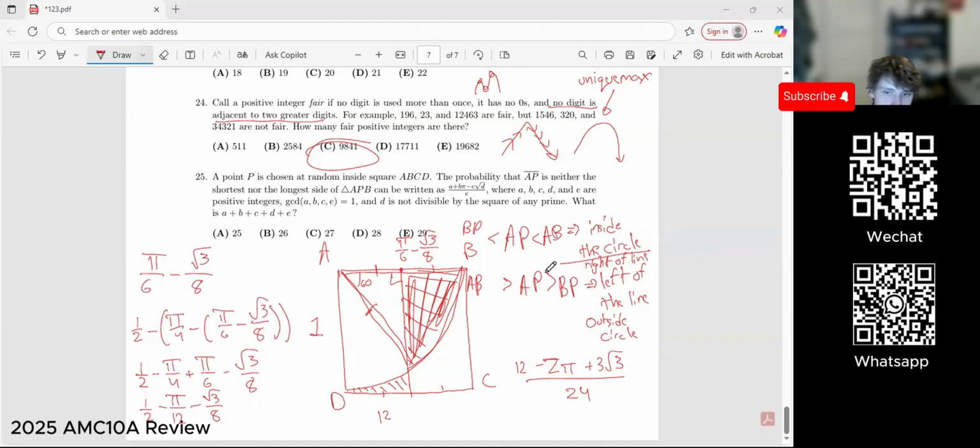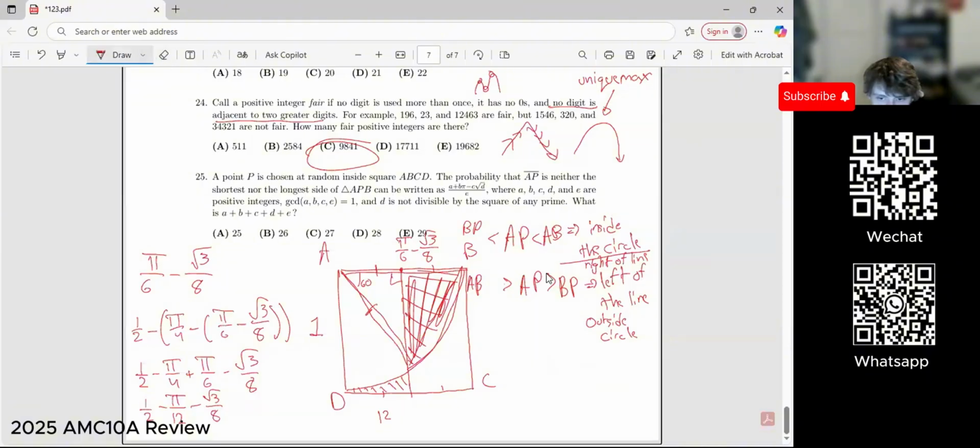Oh, we have to add these cases. Sorry, we have to add these cases together. Okay, so we have 1/2 minus pi over 12 minus root 3 over 8 plus pi over 6 minus root 3 over 8. That is 1/2 plus pi over 12 minus root 3 over 4.